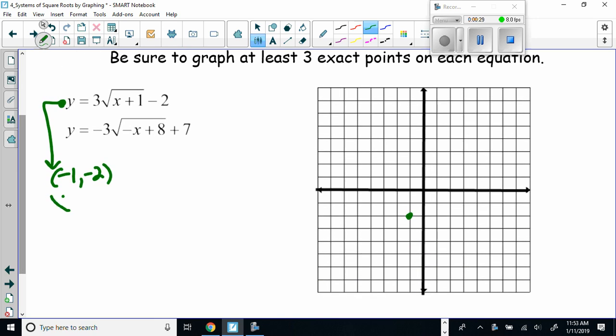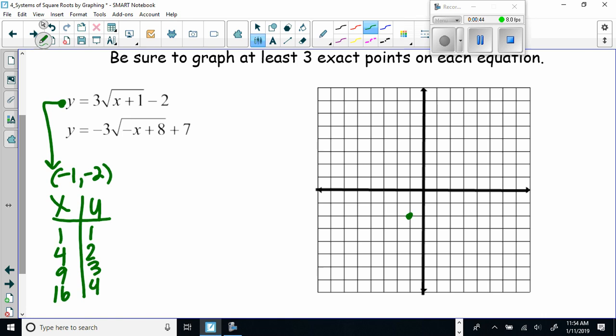I am doing some dilations here. What kind of dilations am I doing? I'm doing vertical stretching. All right, so I'm going to put my parent function table. The square root of 1 is 1. The square root of 4 is 2. The square root of 9 is 3. Maybe I need the square root of 16 is 4. I'm not sure.